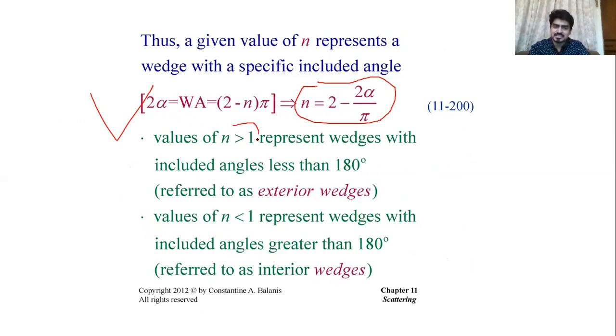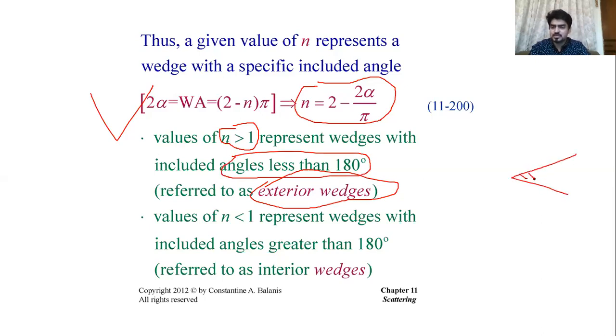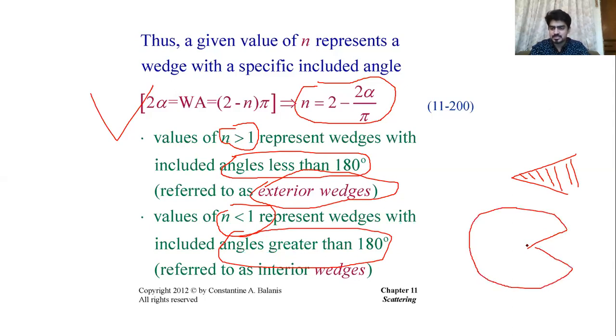Now when n is greater than 1, it represents the exterior wedge. Why? Because when n is greater than 1, 2 alpha is going to be less than 180 degrees. So you will have something like this. This is the exterior wedge which we have seen in the previous slides. Now when your n is less than 1, what will happen? That 2 alpha angle is going to be greater than 180 degrees. So now you have a case where you have something like this.